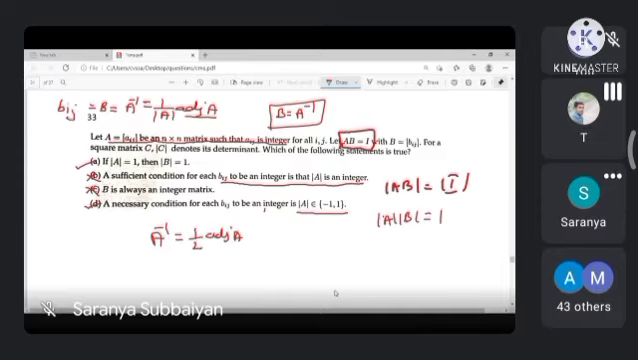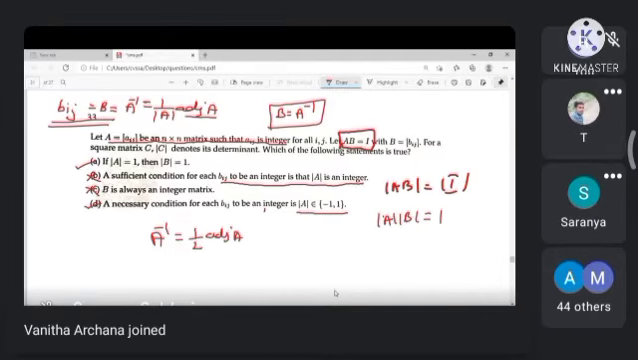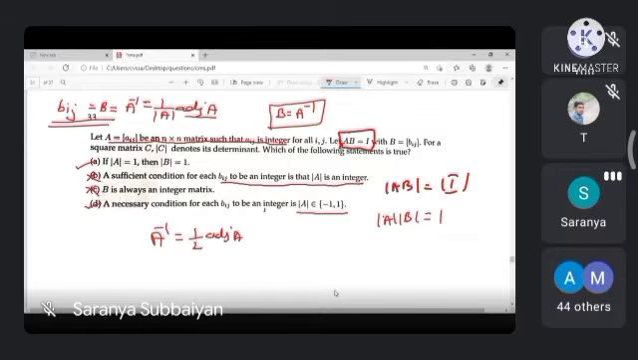B, i, j. Bij. So a necessary condition for each Bij to be an integer, determinant A should be either plus 1 or minus 1, right? Okay, is it clear? So non-integer entry means determinant of A is not equal to plus or minus 1 and the determinant of A is not equal to 0. These two conditions are for non-integers, it means rational, irrational, whatever number. Is it clear?